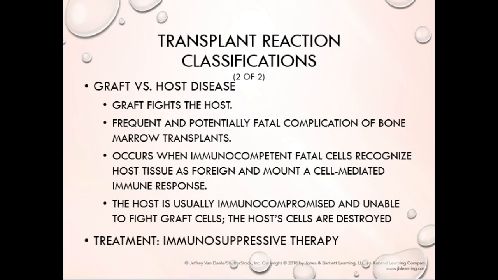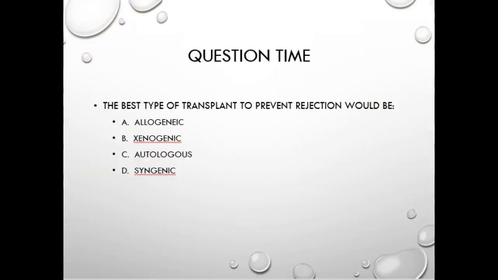That host already has a decreased immune system because they're unable to create the white blood cells that they need in their own bone marrow, and that transplanted bone marrow will actually attack the host itself. So once again, the treatment is immunosuppressive therapy to keep that donated tissue's immune response down. So tricky stuff, very, very tricky stuff for sure.